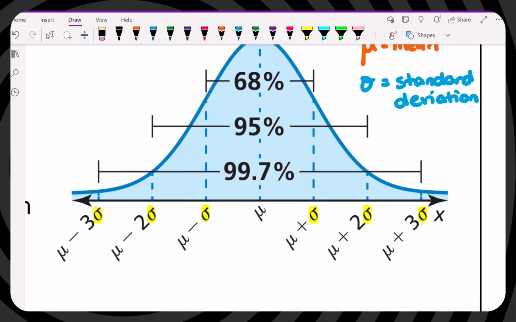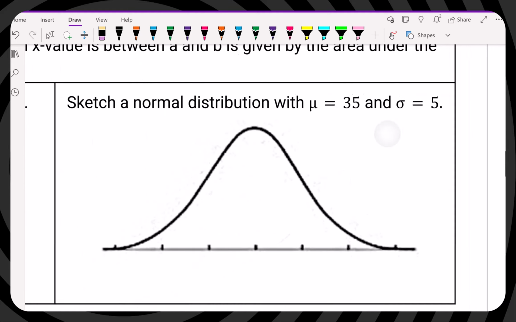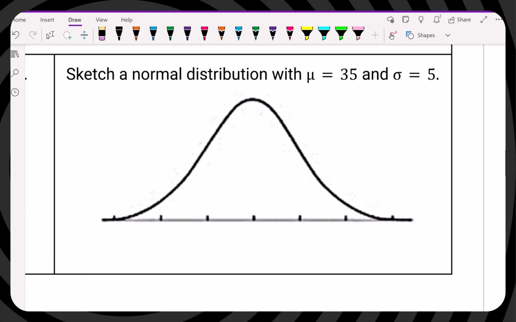Okay, so before I make any calculations, let me just reiterate what's going on here. Let's scoot right here to the bottom right-hand corner, and we are going to sketch a normal distribution. And this symbol right here, remember, is the mean.